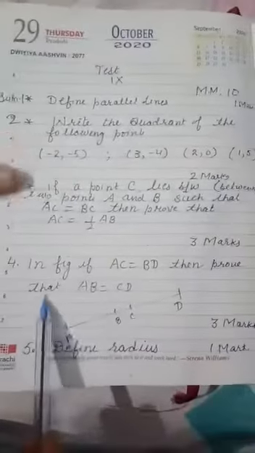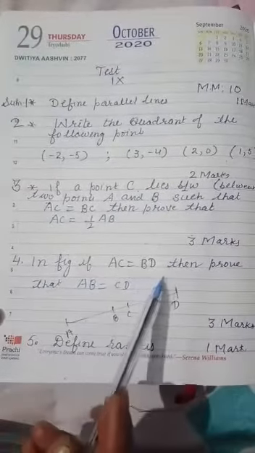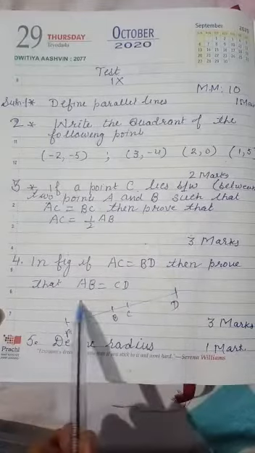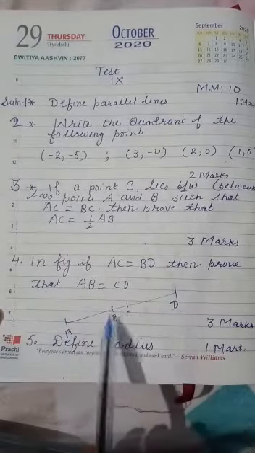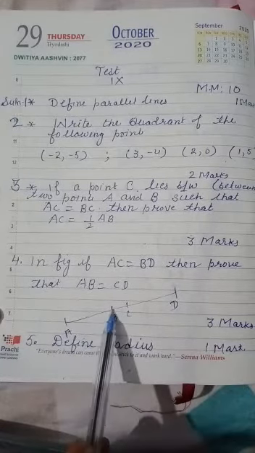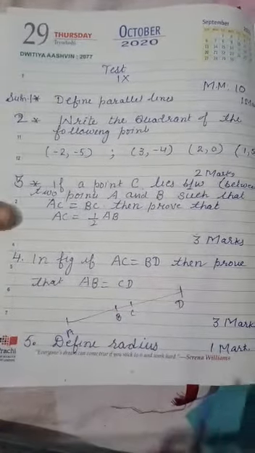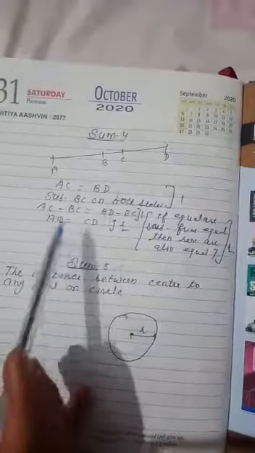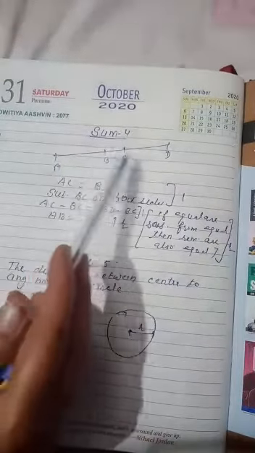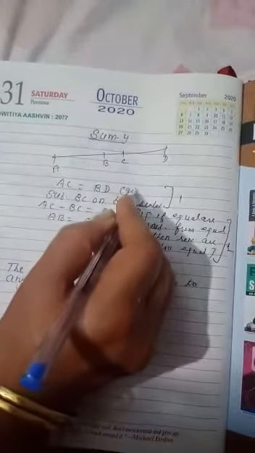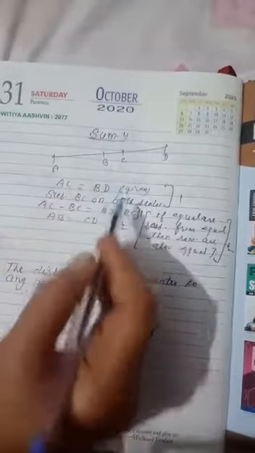What was the sum fourth? In the figure, if AC is equal to BD, then prove that AB is equal to CD. The figure was given to us and AC is equal to BD is given. We have to show AB equal to CD. Again the same statement type, that is sum third and fourth. These two sums are very important for unit 5. So AC is equal to BD, given. Draw the figure, write the given, half marks.